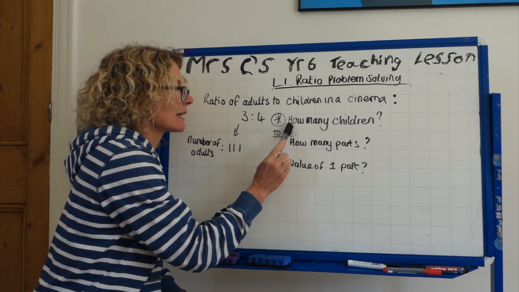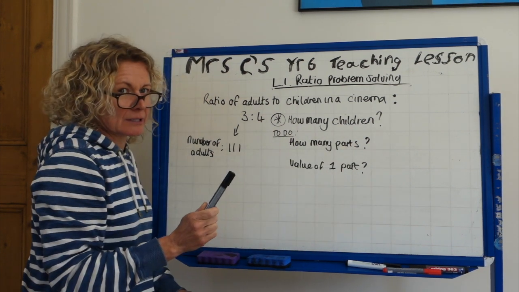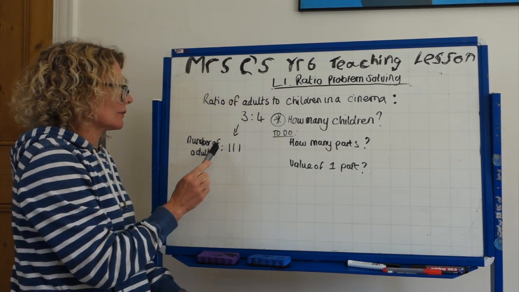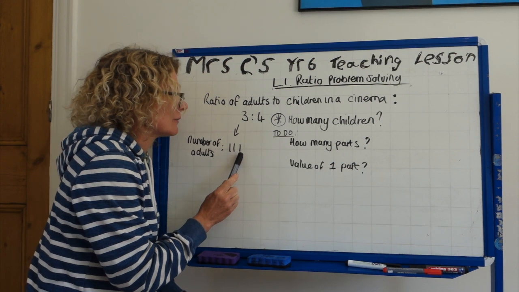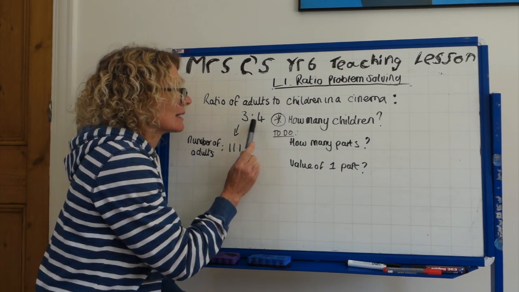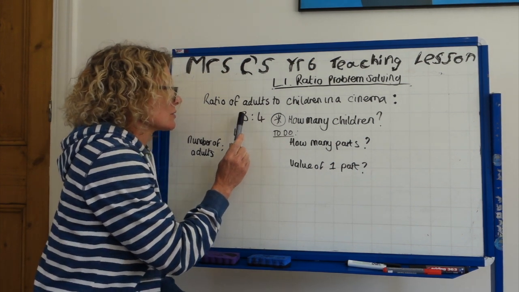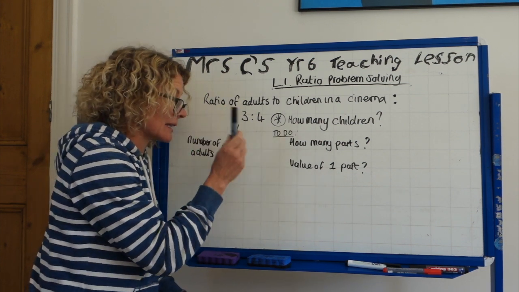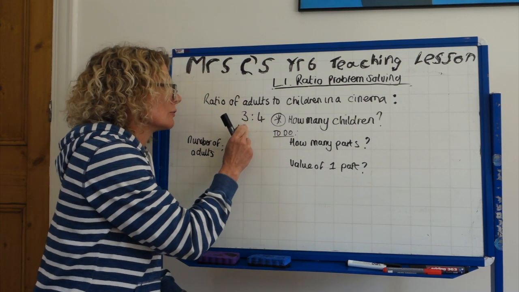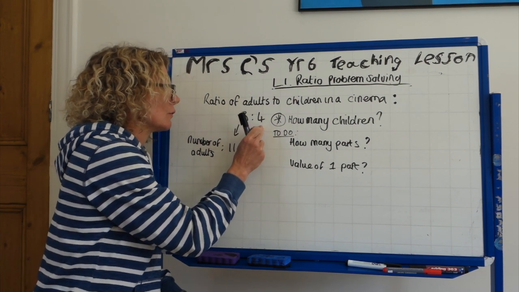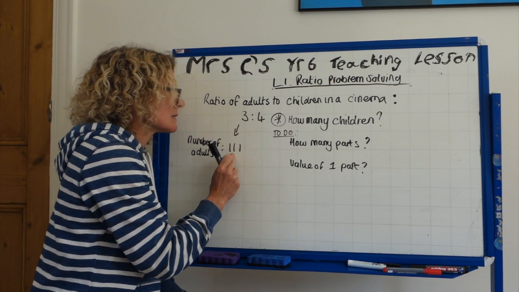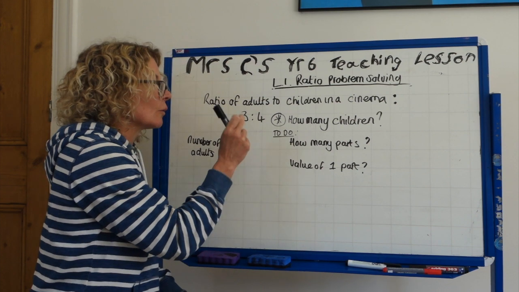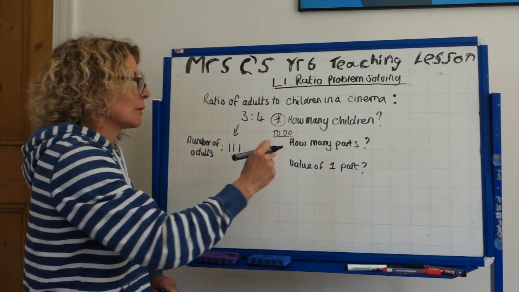And the question is asking us how many children are there in the cinema, okay? The other bit of information that we know is the number of adults. The number of adults is 111. So it's like a scale, isn't it, comparing one to the other. But more easily accessible is the fact that it is like an equivalent fraction. 3 over 4, 3 to 4. What have you done to the 3 to make it 111? And then you can do the same to the 4 when we get a bit further into the problem.